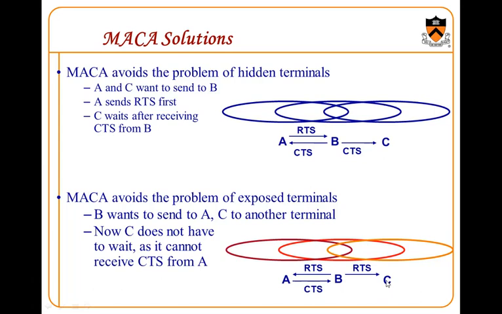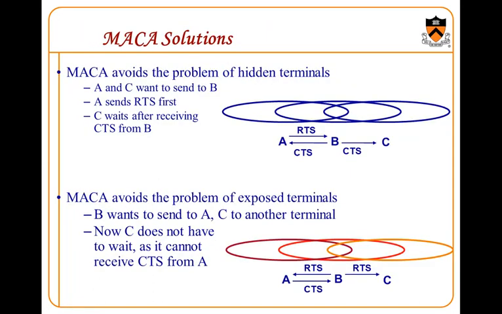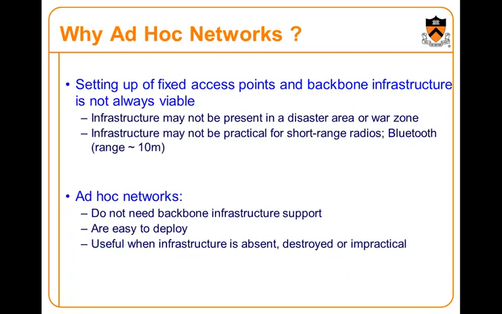So C is not a part of this communication, then it can start its communication with node D. Node C received the RTS, but no CTS. Now C doesn't have to wait, as it cannot receive the CTS from A, and therefore it is able to start the communication process with node D.